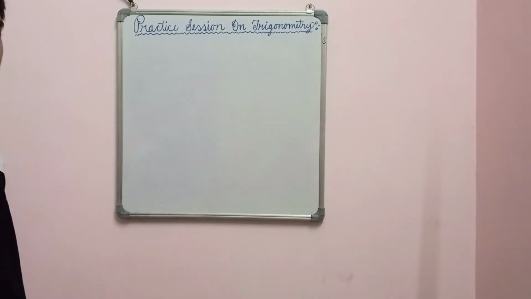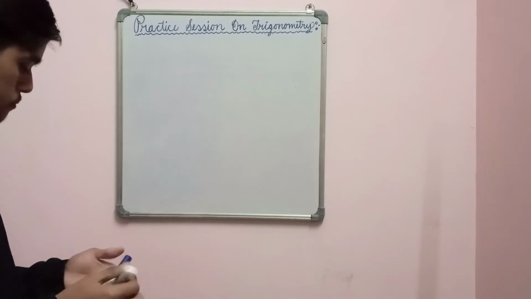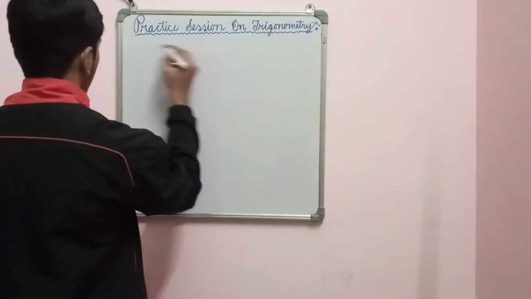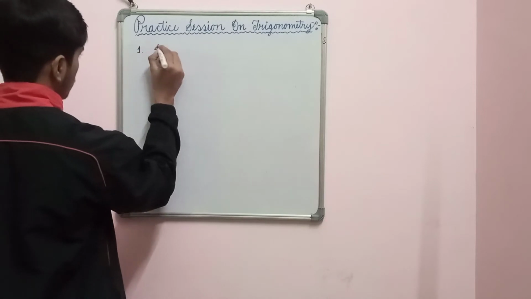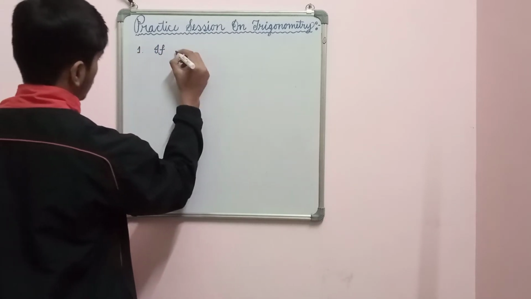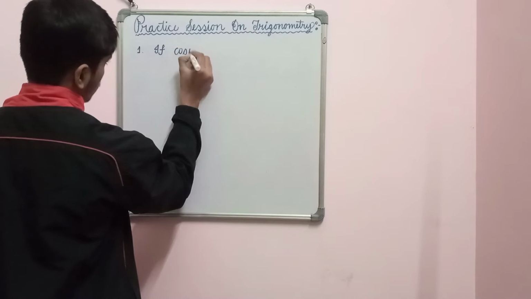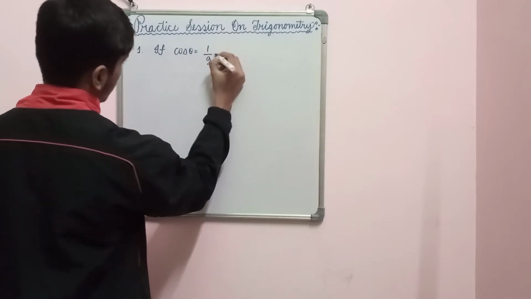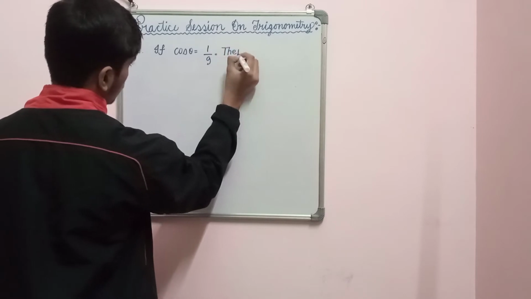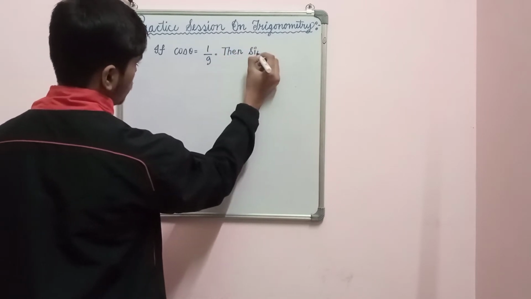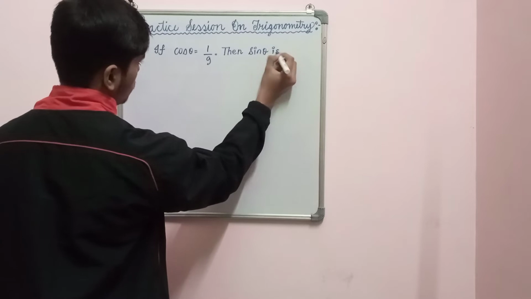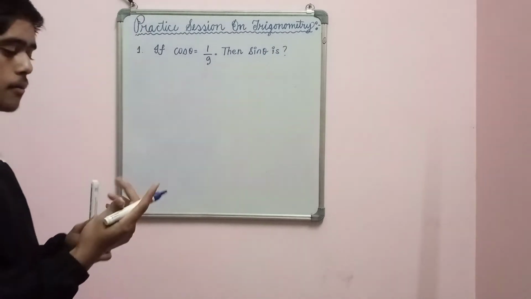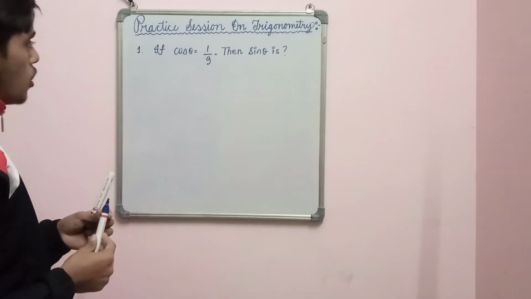So let us start with a question. The question is, if cos theta is 1 upon 9, then sin theta is what? So this question is, if cos theta is 1 upon 9, then sin theta is what?